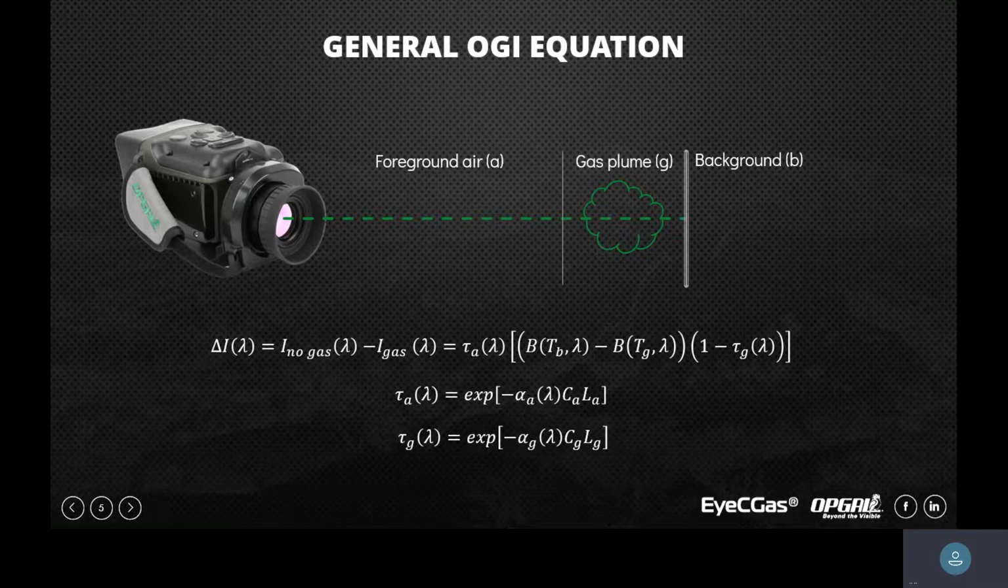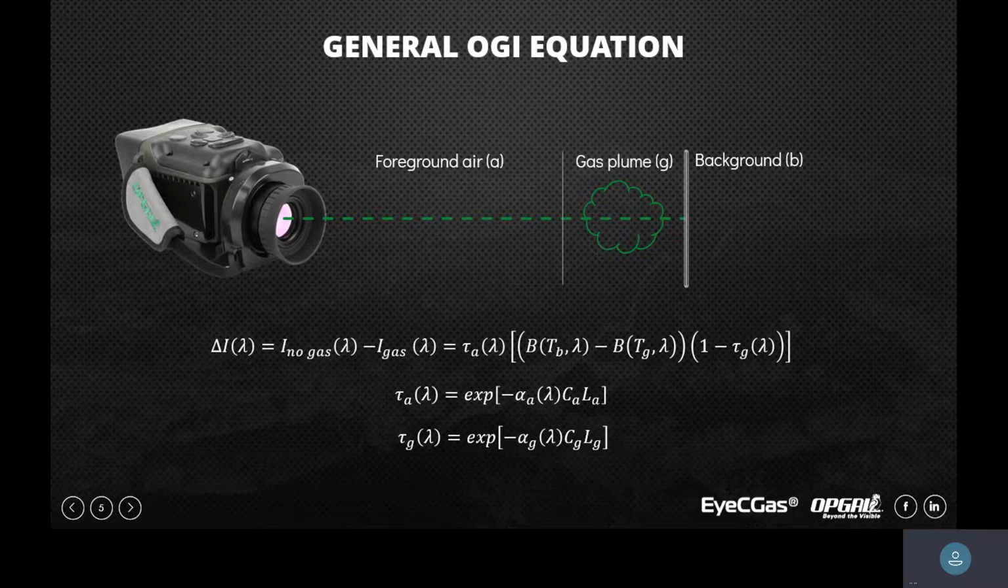Once we derive it, we have some terms here: the transmission, TA, which is the transmission of this layer, the atmosphere, and this is the transmission of this layer, the gas plume. We have two layers: the foreground air and the gas plume. And as you can see here, the transmission of the gas plume is a function of the absorption coefficient of the gas.